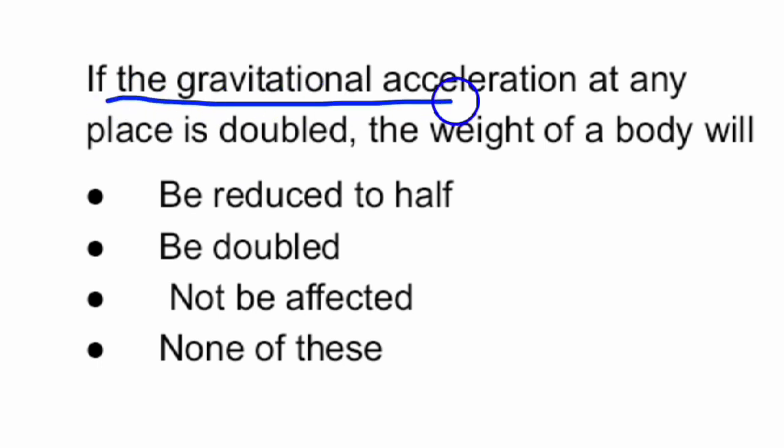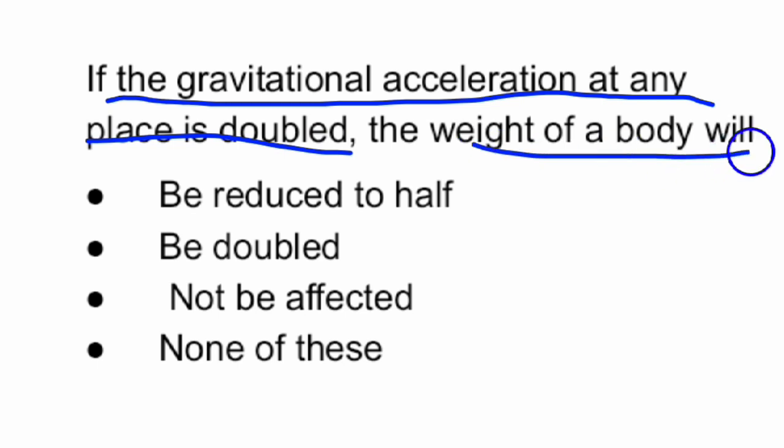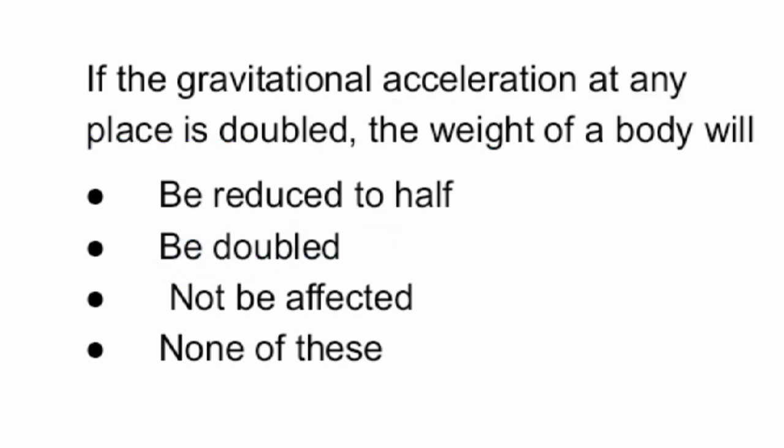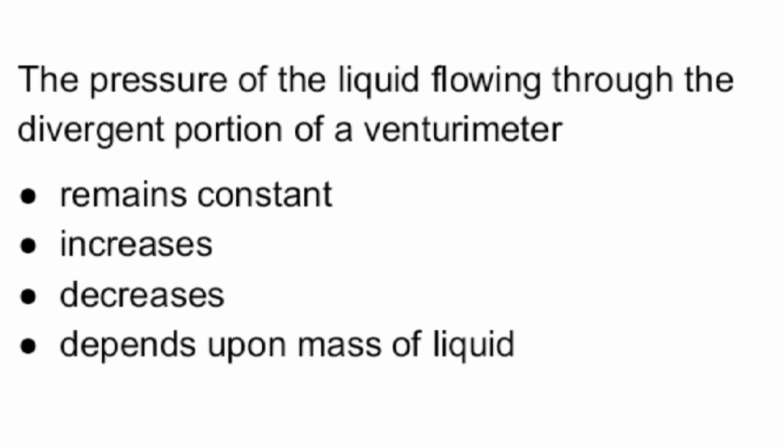So if the gravitational acceleration at any place is doubled, the weight of the body will be what? If the gravitational acceleration at any place is doubled, the weight of the body will also be doubled. So option second one is the right answer.